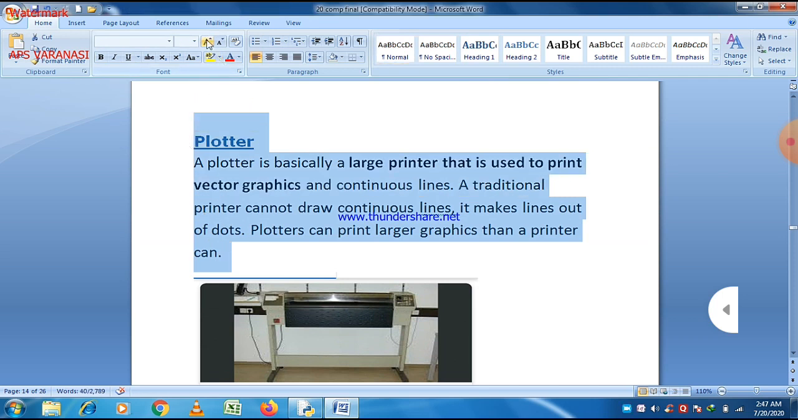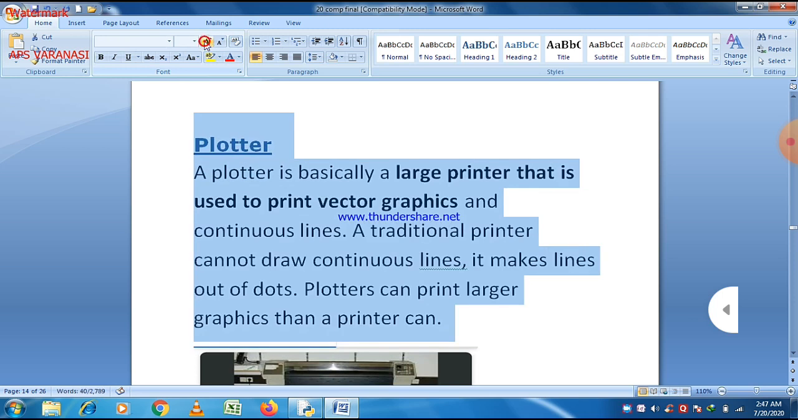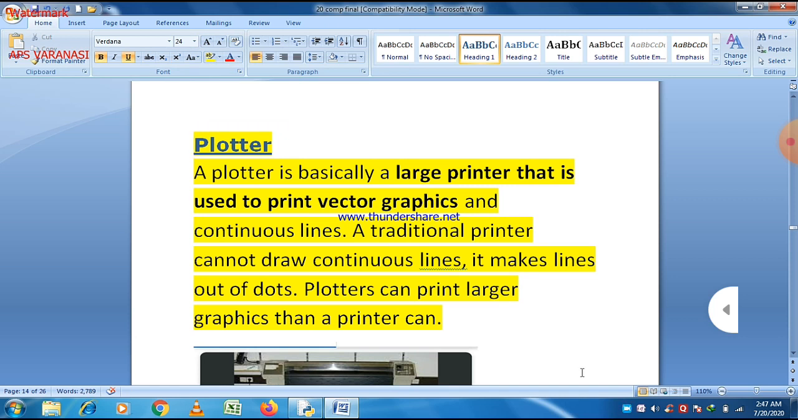Next is the plotter, and it is a very important output device, asked so many times in examinations: what are the different types of plotter and how is a plotter different from a printer. A plotter is basically a large printer. The working of a printer and a plotter is almost the same, both give us a hard copy, but as far as quality is concerned, a plotter gives us better quality compared to a printer.